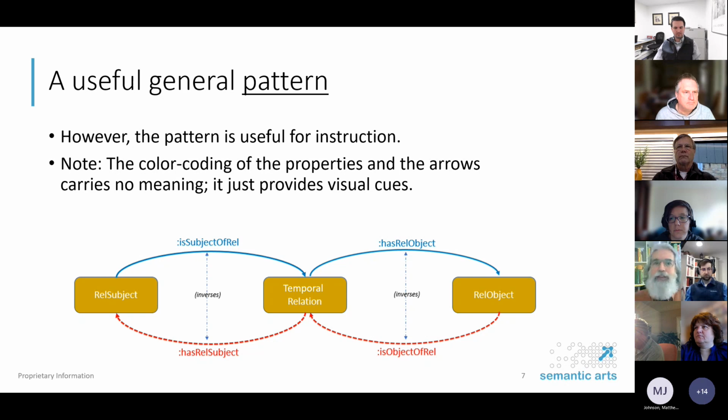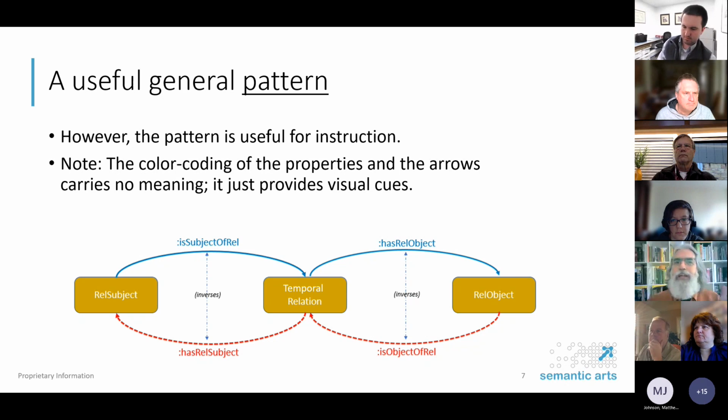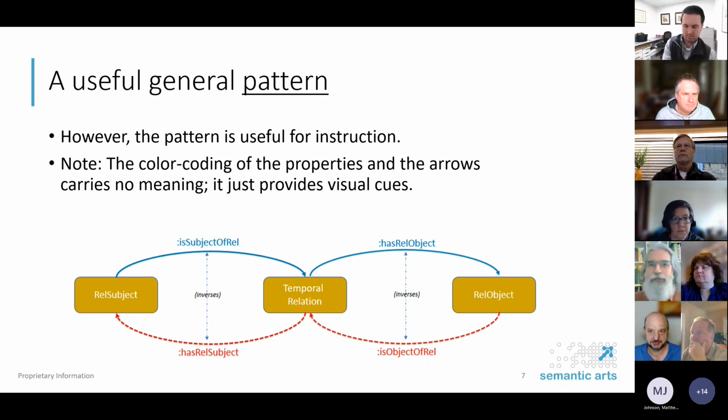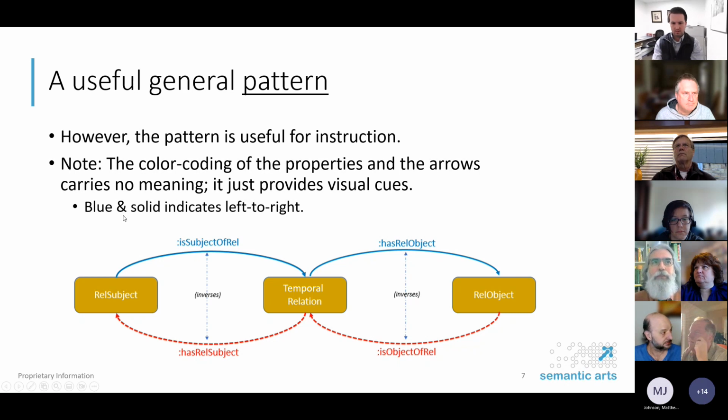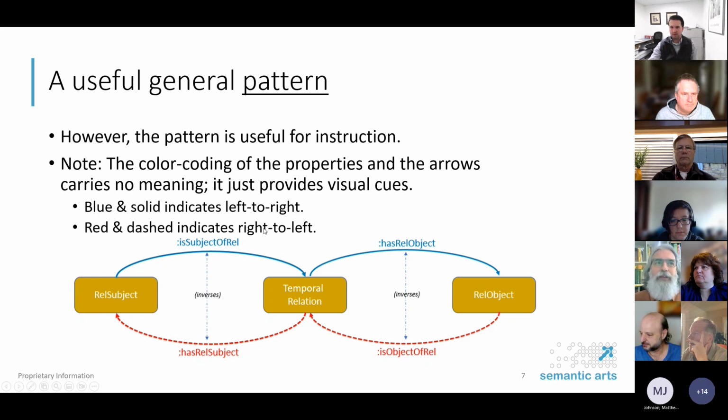I will note with this pattern, because we're going to be seeing this through a lot of these slides, that the color coding that I'm using here has no meaning beyond just providing a visual clue that's useful, again, from the human standpoint. So the blue and solid arrows indicate left to right, and the red and dashed arrows indicate right to left. That's all that's being conveyed by the color coding here. But again, it's a useful thing to have.